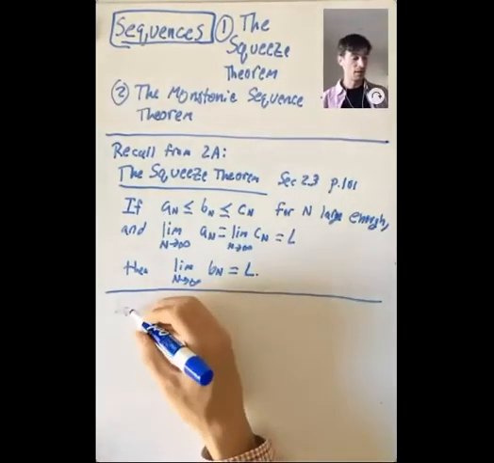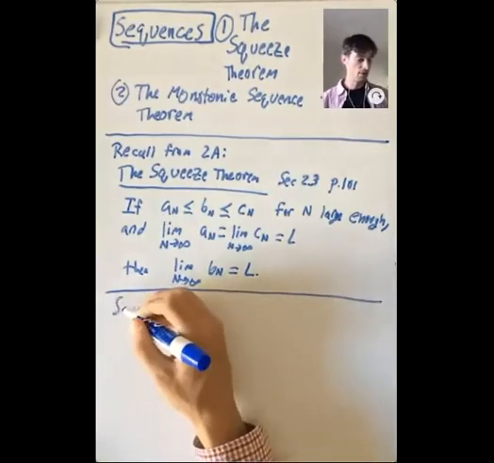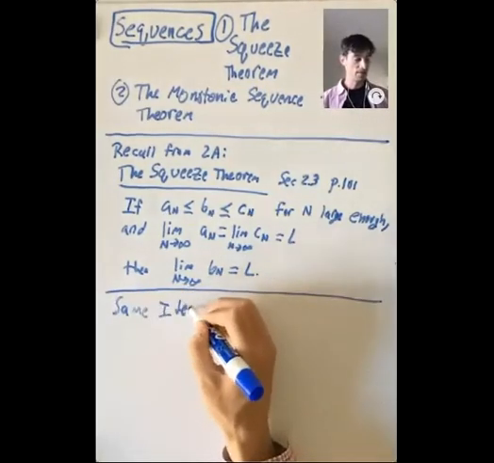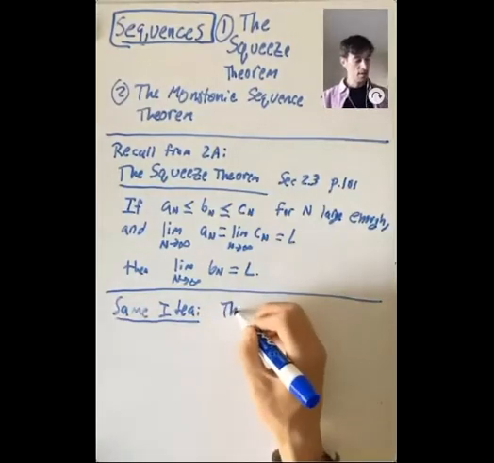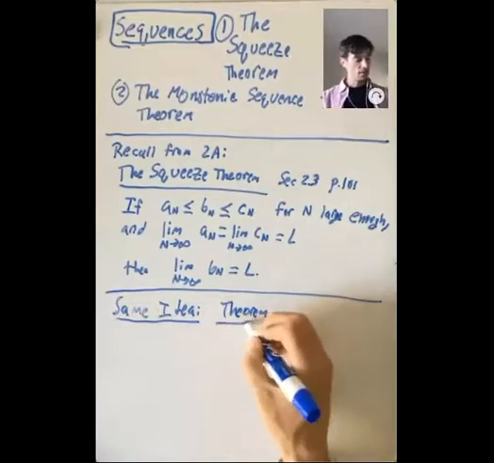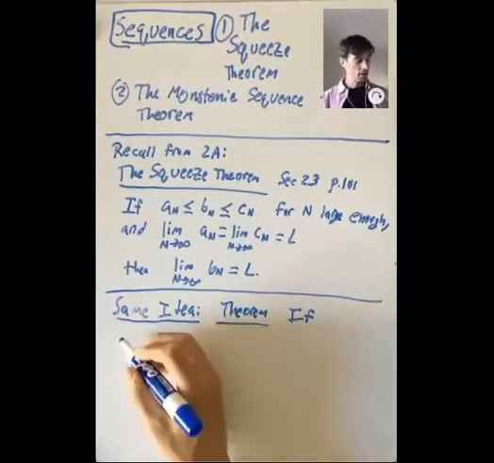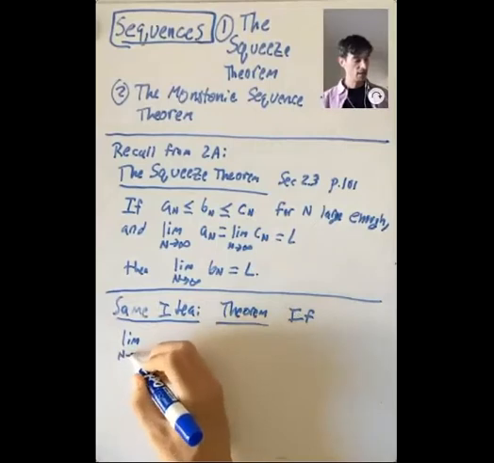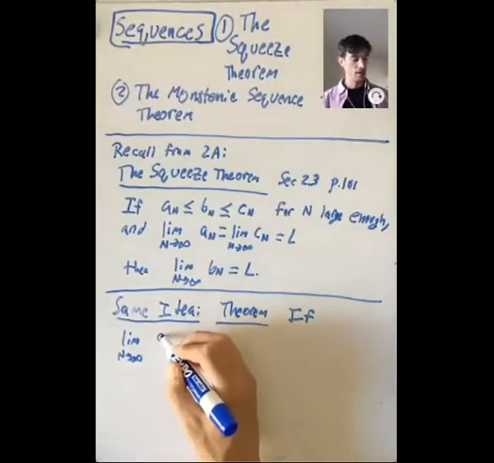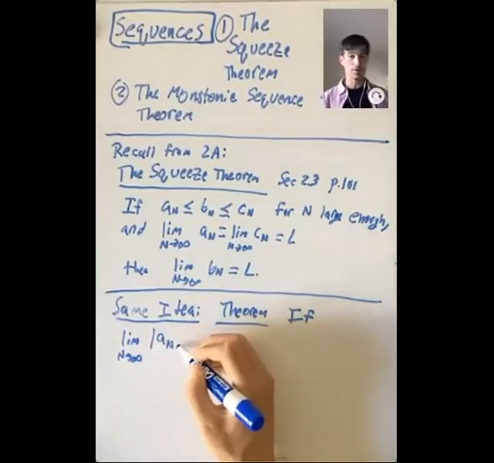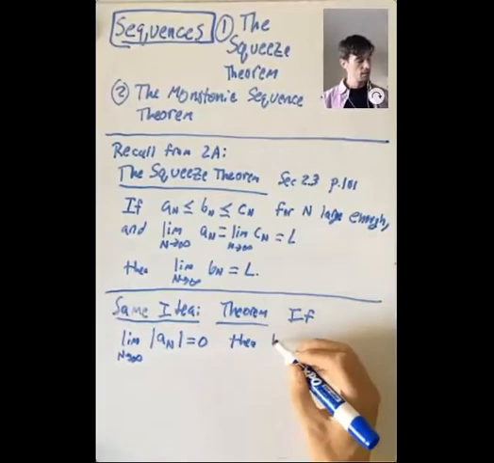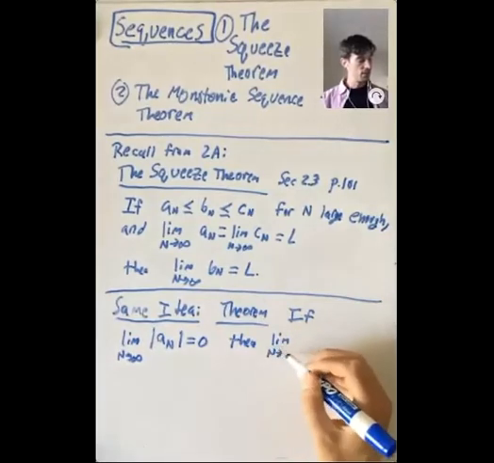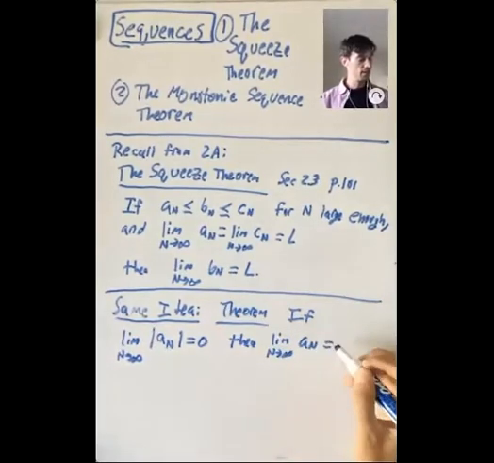There's a particular version of this that we'll use a bunch, which is the same idea as the squeeze theorem. You don't need to worry about how to prove this. But here's a theorem that we can use: if the limit as n goes to infinity of the absolute value of an is 0, then the limit as n goes to infinity of an is 0, without the absolute value.